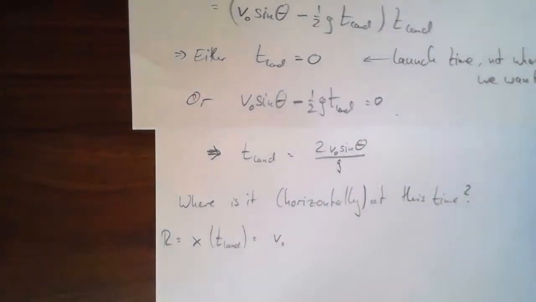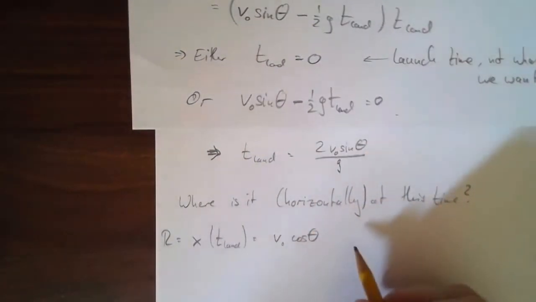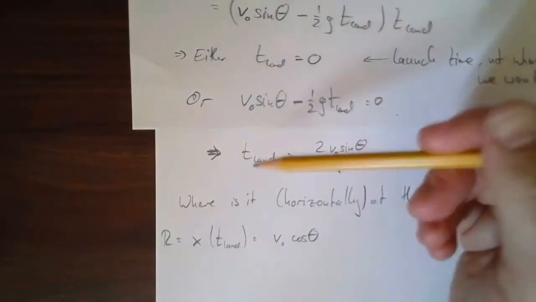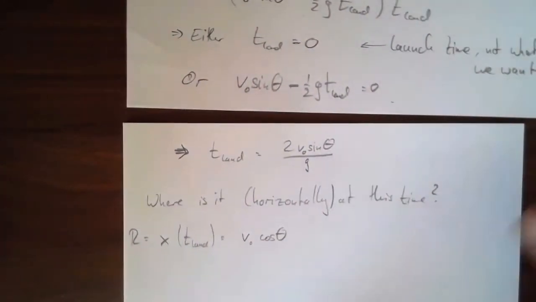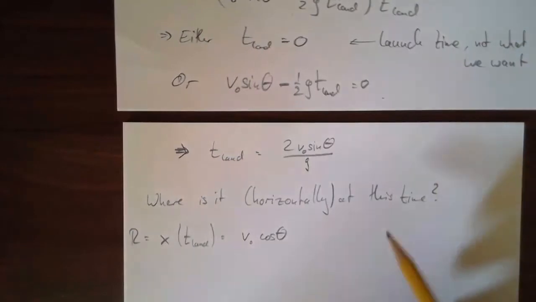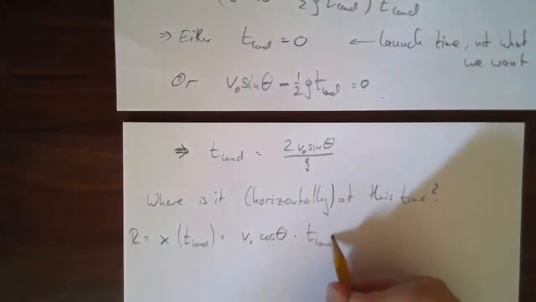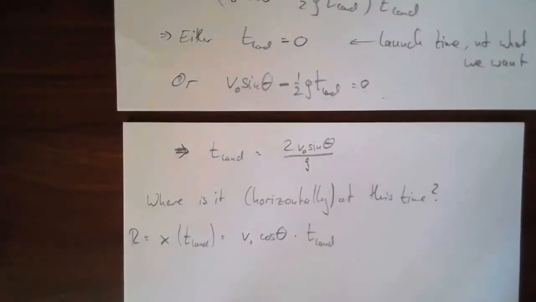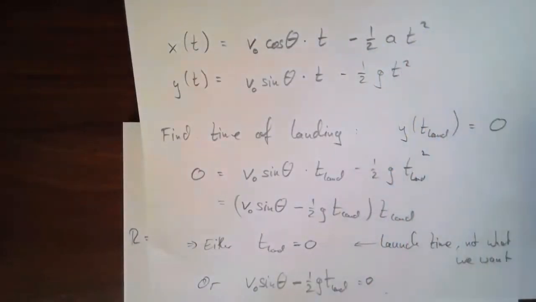I think I made a mistake. No, I didn't make a mistake. Sorry, I confused myself for a second. Cosine. Luckily, I always keep good track of what I'm doing. I annotate it, so if I get lost suddenly, it's okay, because I can find my way again. I don't have to start again from scratch. Okay, v naught cosine theta times t land, and then minus 1/2 a t squared.